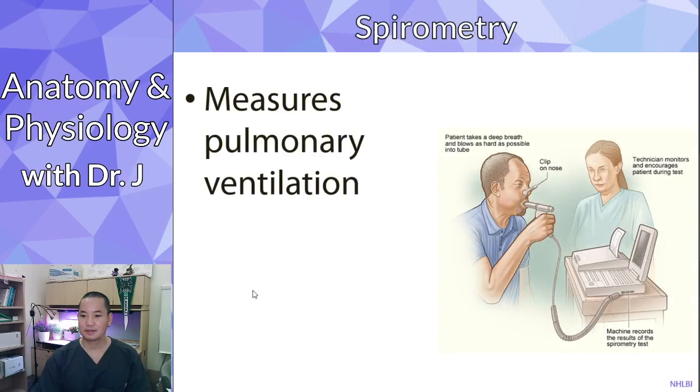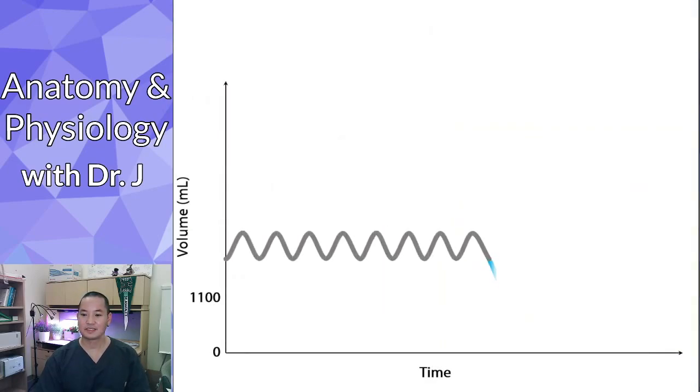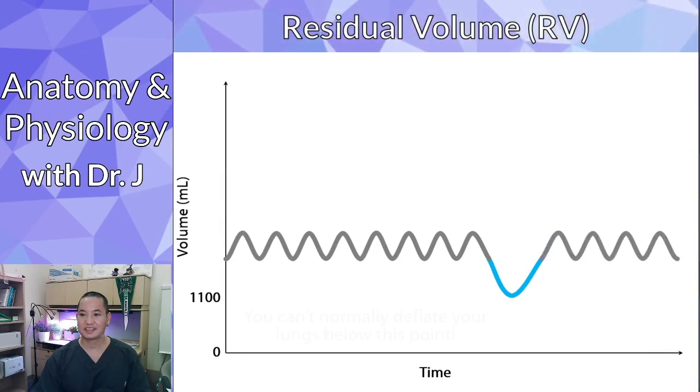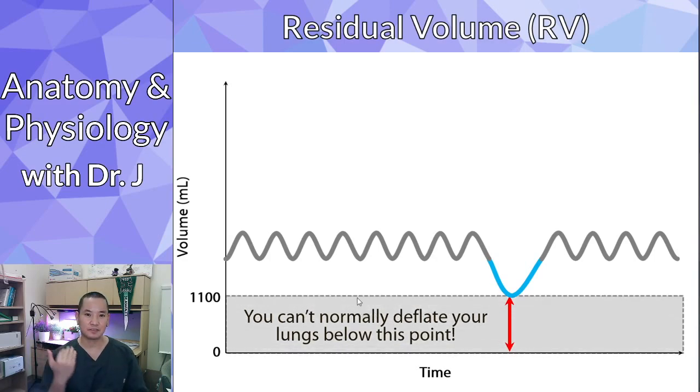So this measures pulmonary ventilation and estimates lung size. It only estimates because of that residual volume. The residual volume, again, is how you measure it. You can't normally collapse your lungs all the way to zero, with no volume in your alveoli whatsoever. So that leftover volume when you do a full forced exhalation, whatever's left over, that's your residual volume.